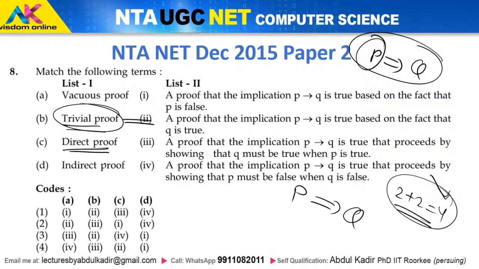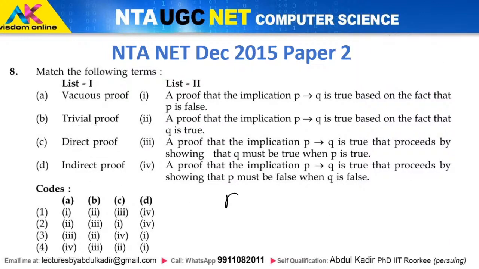What is the direct proof? The direct proof is a proof of an implication that proceeds by showing that Q must be true when P is true. In direct proof, basically you are going in the forward direction. Means you are basically showing that Q is true from P. Basically you are saying that if P is true, then Q is true. That is the direct proof, you are going in the forward direction. Indirect proof, what is indirect proof? Indirect proof means you are going in the backward direction.